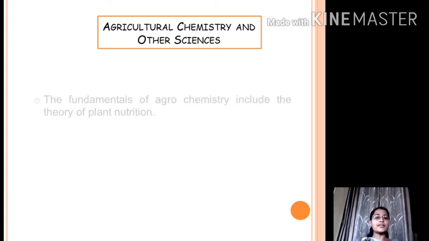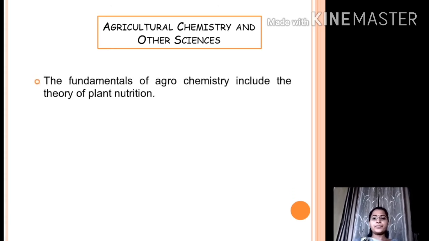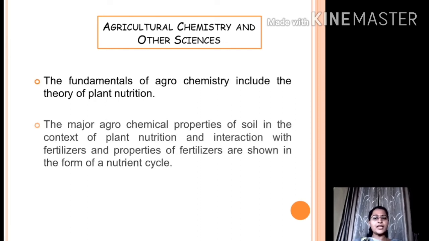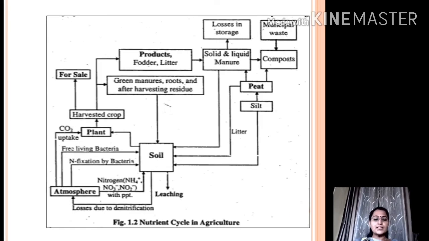Then we focus on agricultural chemistry and other sciences. The fundamentals of agrochemistry include the theory of plant nutrition, the major agrochemical properties of a soil in the context of plant nutrition and interaction with fertilizers, and properties of fertilizers, which are shown in the form of a nutrient cycle. Now then, we see the nutrient cycle in agriculture.